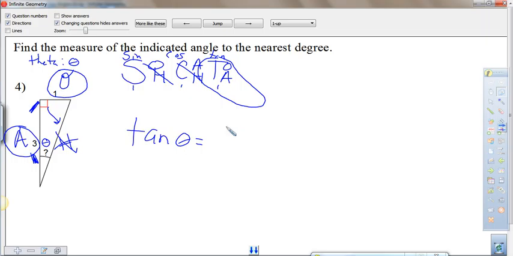Alright, so we've got tangent of theta. Our opposite side is 1. Our adjacent side is 3. And then just like those first ones, because we're finding the angle, we're going to use the second. So our theta is going to be equal to the tangent inverse of 1 over 3.